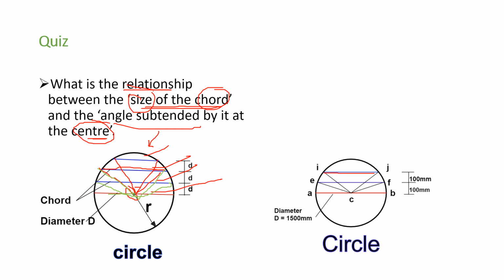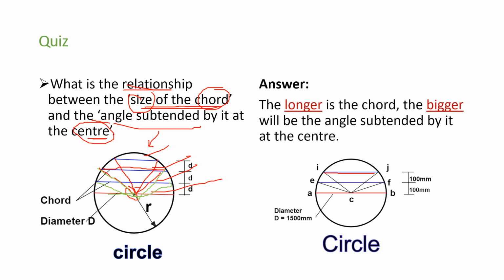So what is the takeaway here? The longer the chord, the bigger the angle subtended by that chord at the center. That's the takeaway. Now you should do a similar exercise: what is the relationship between the length of the chord and the angle subtended by it at a point on the circle? You should find the answer for it.